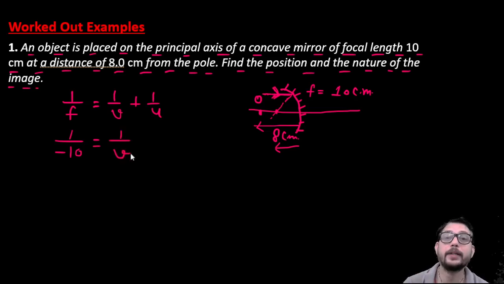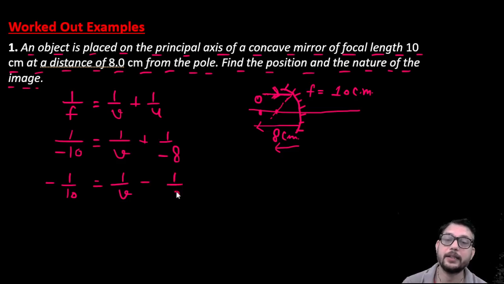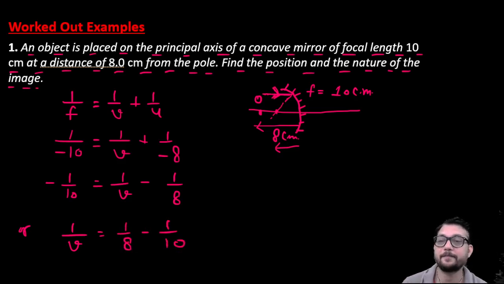And u is also negative, according to the sign convention it will be minus 8. So it will be minus 1 by 10 equal to 1 by v plus minus 1 by 8. So we can rearrange it and write 1 upon v equal to, this 1 by 8 will be positive on the other side, minus 1 by 8, 1 by 10.